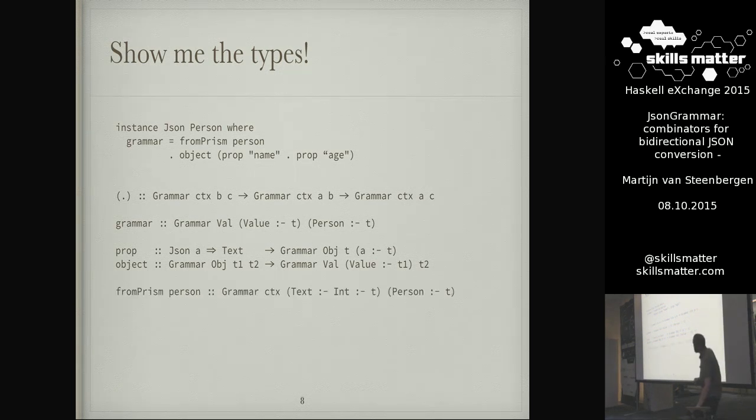Right, and the last bit is the prism. So the person prism gives you a grammar that works in any context. So context is polymorphic here. And as you can see, it converts between the fields of the person and the wrapped person version. There's something similar for arrays, which I haven't shown in the example, but it works very similar to properties, except it works in a third and final context, which is the array context for grammars. But the rest of the types are very similar.